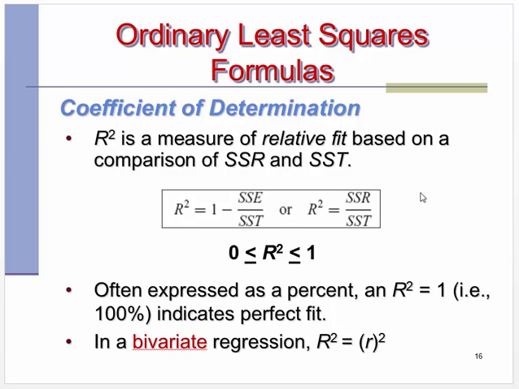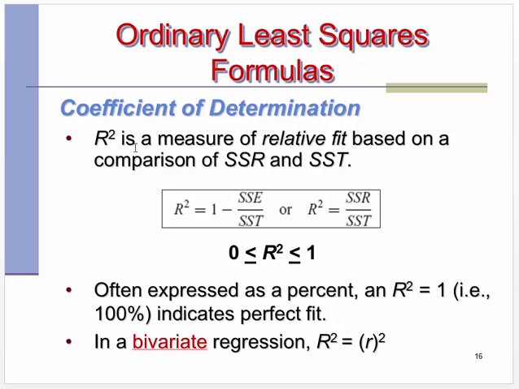Let's introduce a new term called the coefficient of determination. The coefficient of determination, or capital R squared, is a measure of the relative fit based on a comparison of SSR and SST. Basically, SSR over SST is your R squared. It also equals 1 minus SSE over SST, because we know SSR equals SST minus SSE. So these two equations are equivalent.